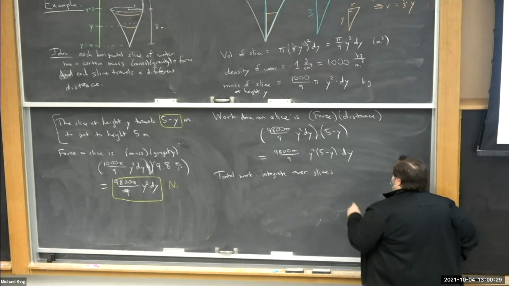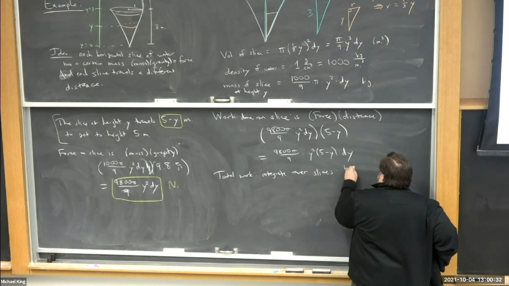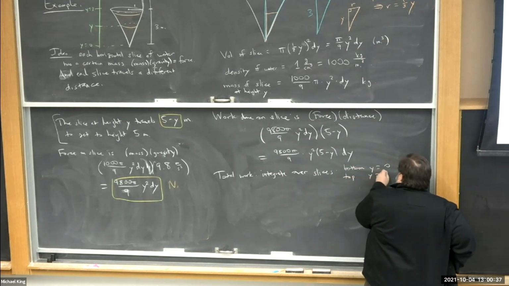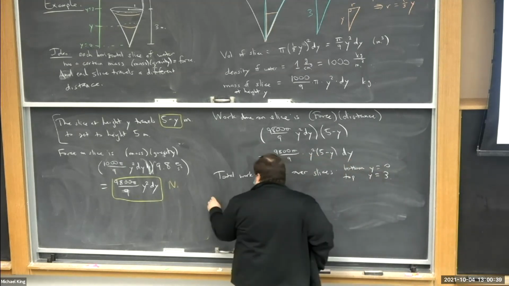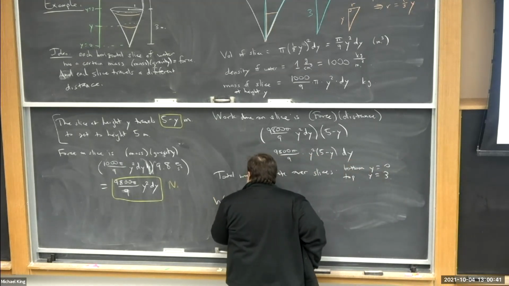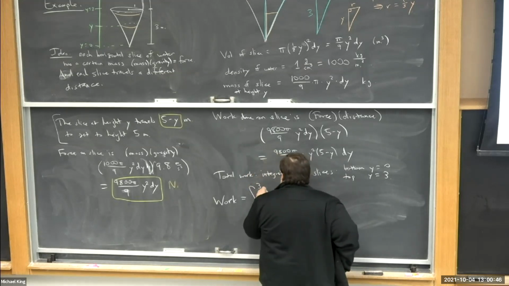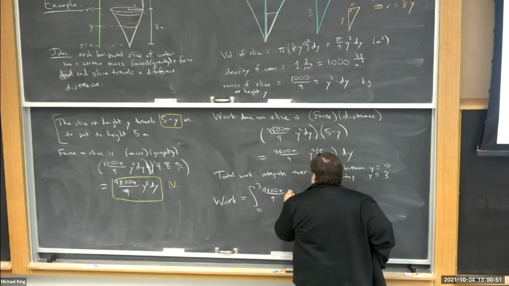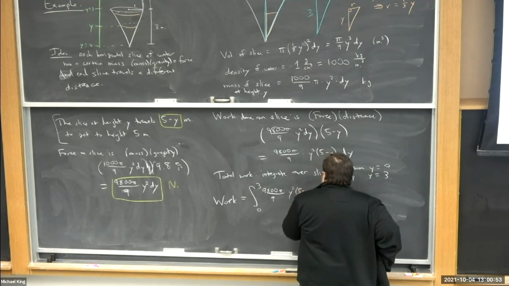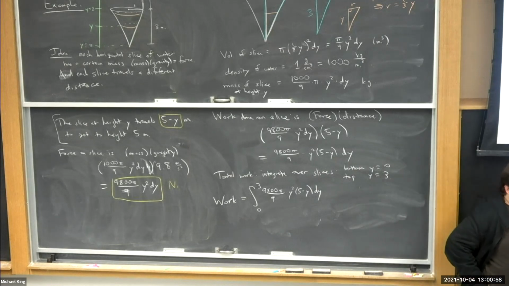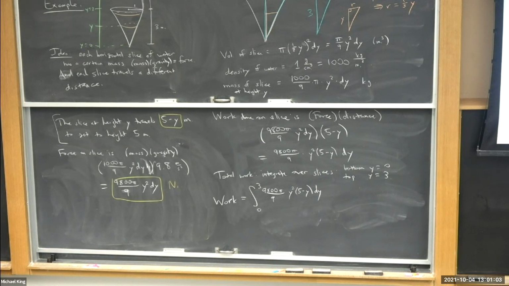But bottom is y equals 0. Top is y equals 3. So the total work is the integral from 0 to 3 of 9,800 pi over 9 times y squared times 5 minus y dy. And the truth of the matter is I don't really care what that equals. It's going to be some number that doesn't mean that much to me.